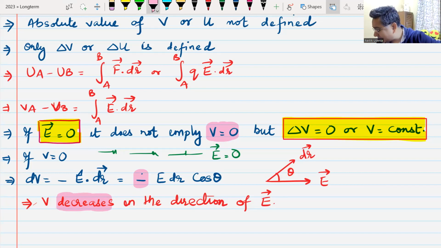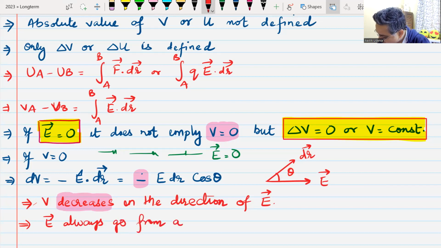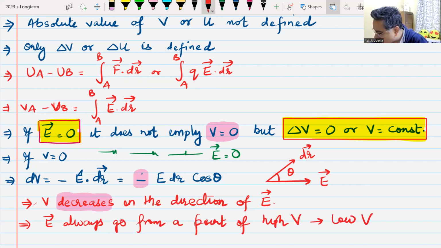You can say this in a different way. Electric field always goes from a point of where to where? High potential to low potential. From a point of high V to low V. High potential to low potential.